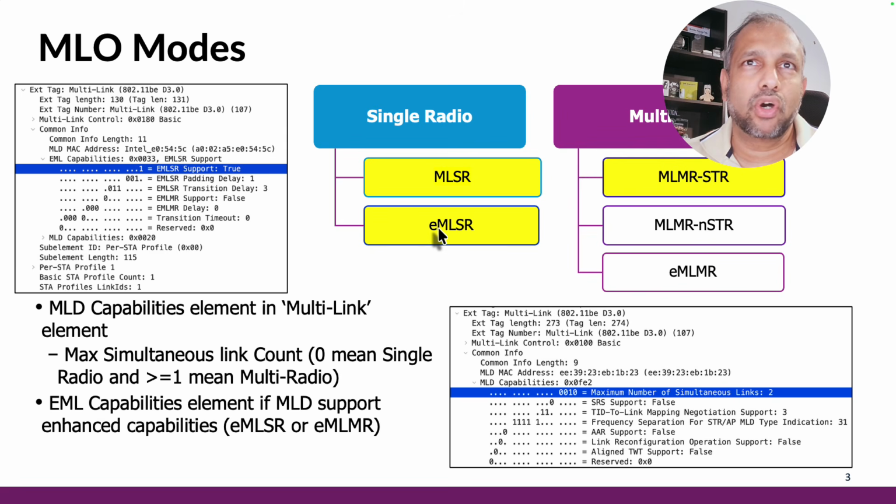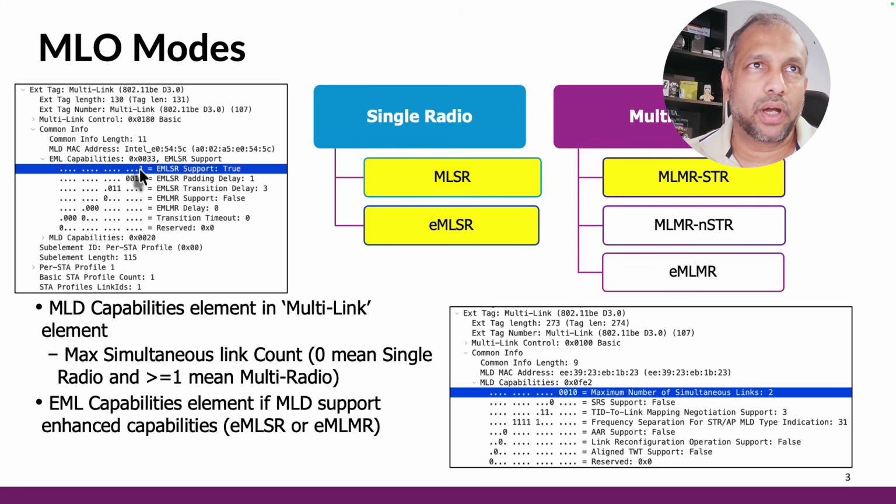But how do we know whether it is EMLSR or EMLMR? In that enhanced multi-link capability element, there's a 1-bit value called EMLSR support, and also something called EMLMR support. These two bits cannot both be 1.